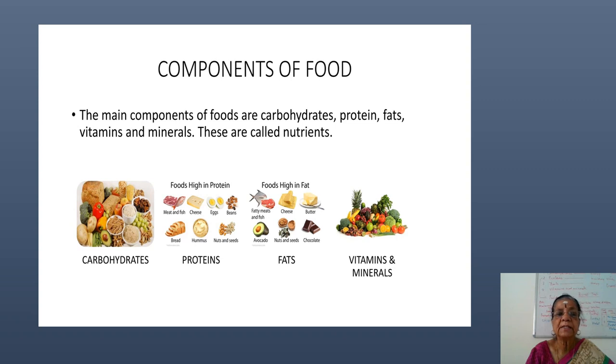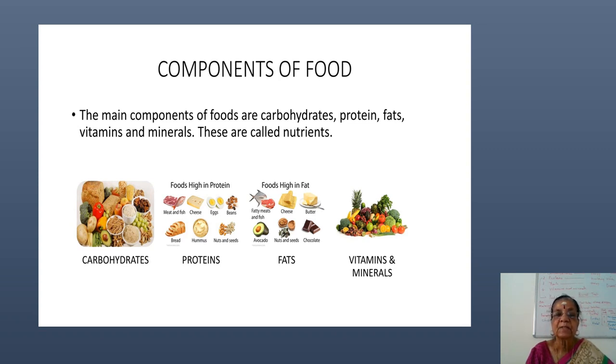Then food high in proteins. So the picture is clear, and the name is there, see. Meat and fish, cheese, egg, beans, nuts and seeds, and hummus, fungus, hummus bread. These are all protein content.